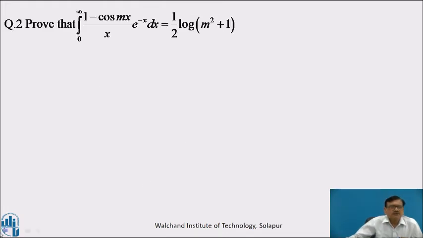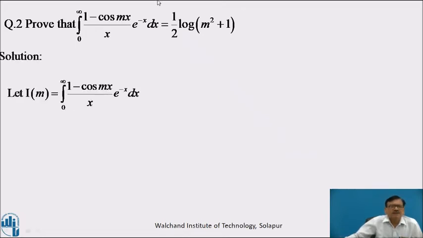Now we will see one more example. Prove that the integration from 0 to infinity of 1 minus cos mx by x into e raised to minus x dx equals 1 by 2 log of m square plus 1. Now here m is a parameter, so the value of this integral will be a function of m.